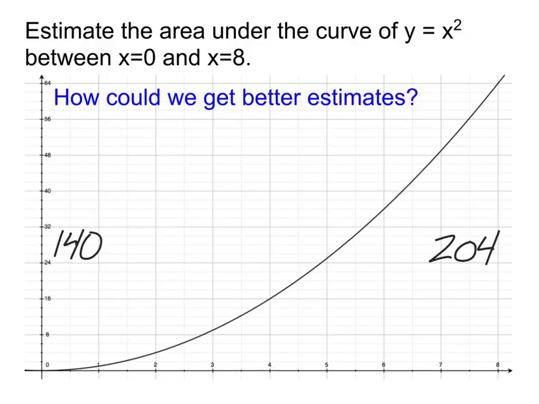So we already knew before we started trying our own method here that we were going to end up with an answer somewhere between 140 and 204. So hopefully all of our better estimates are certainly within that range. You tell me, what are some of the different numbers that you came up with based on your estimates?